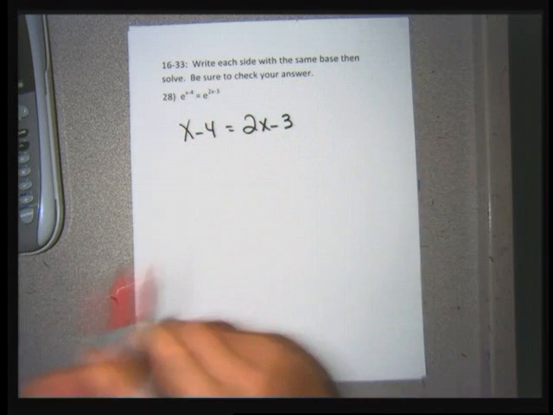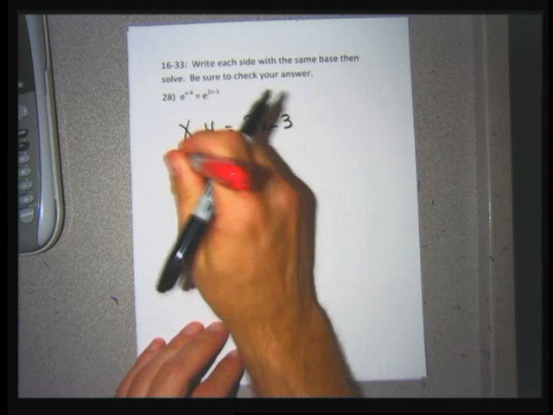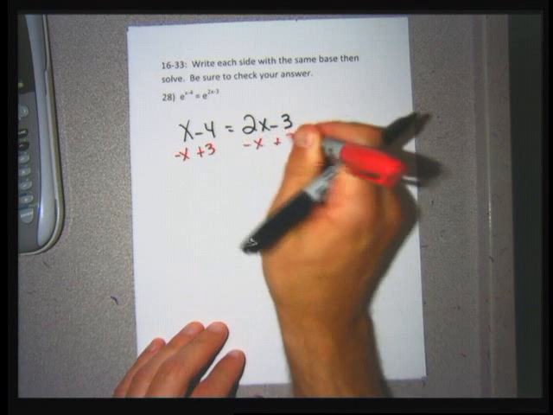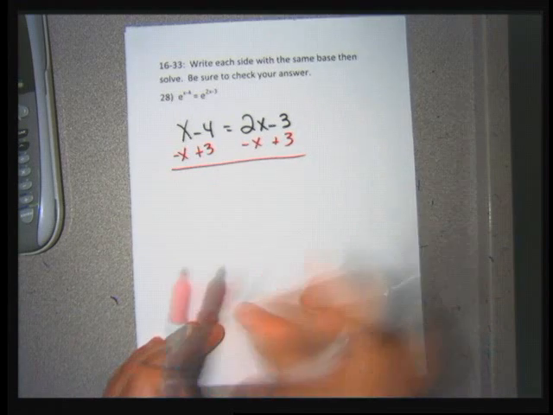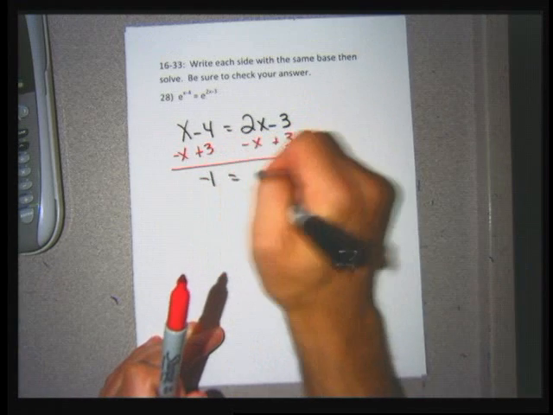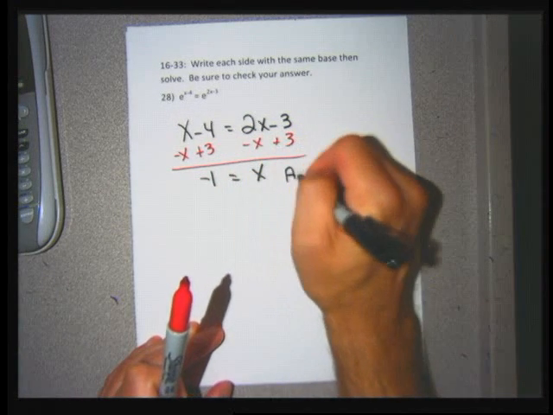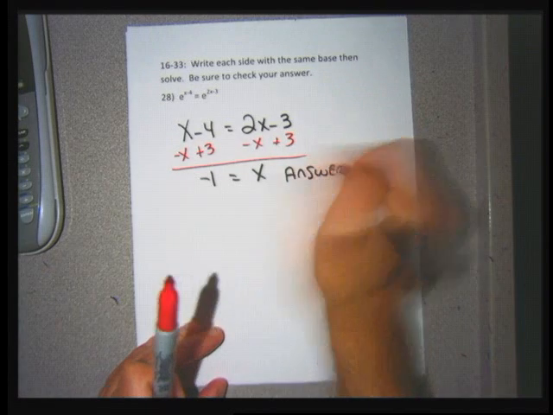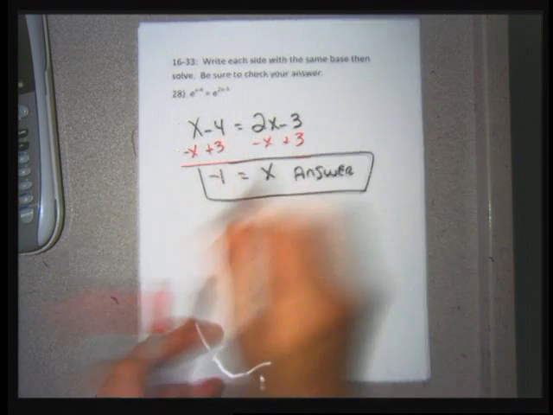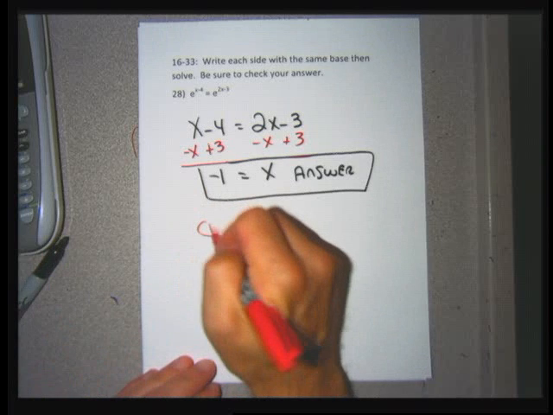I'm going to add 3 and subtract x from both sides. On the left-hand side, the x's cancel and I'm left with a negative 1. On the right-hand side, I get x. I claim that the answer is x equal to negative 1. Shouldn't be that hard to check.